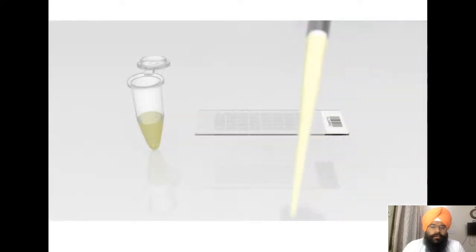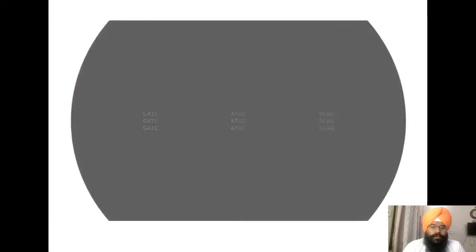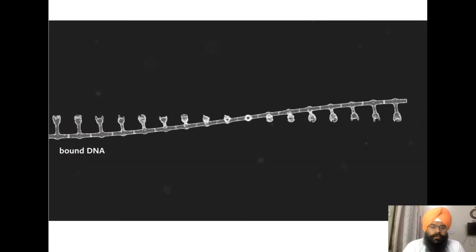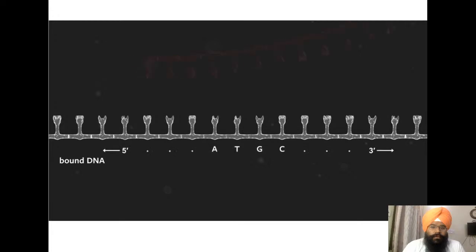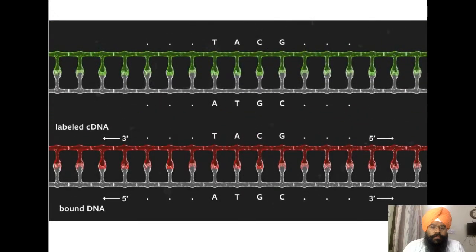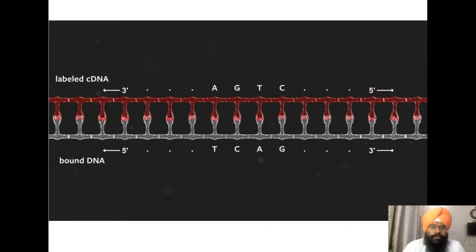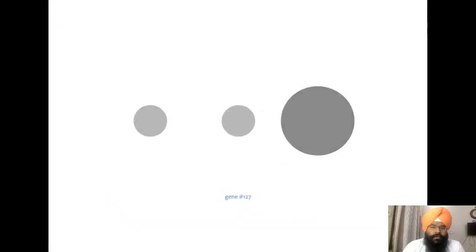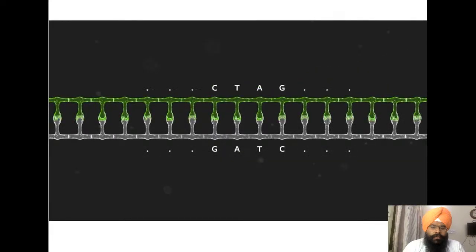Now, let's incubate the mixed cDNA with the DNA chip. For the sake of our example, we'll zoom in and show that some of the labeled cDNA have bound to the DNA in the spots and formed base pairings. Here we see green and red cDNA bound to this spot. Only red cDNA is bound to this spot. And only green cDNA bound to this other spot. In a real experiment, you would not see any of this detail. You would only see the original microarray.